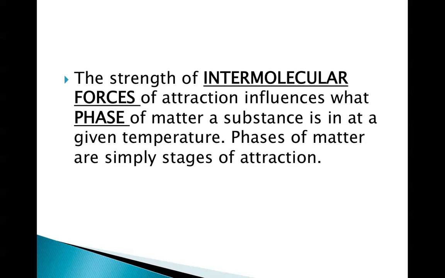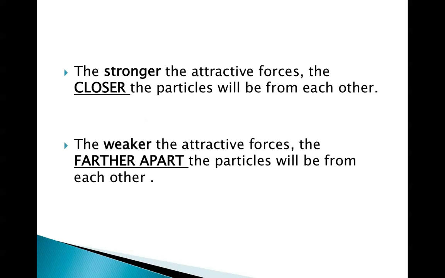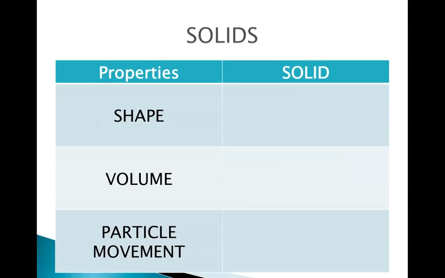Now, in the last unit, we talked about intermolecular forces of attraction, and now we're going to relate that to how these influence what phase of matter a substance is. Phases of matter are simply different stages of attraction. The stronger the attractive forces, such as hydrogen bonding, which we've discussed, the closer the particles will be to each other. The weaker the attractive forces, like van der Waals or London dispersion, the farther apart the particles will be from each other because there's not anything holding them together.